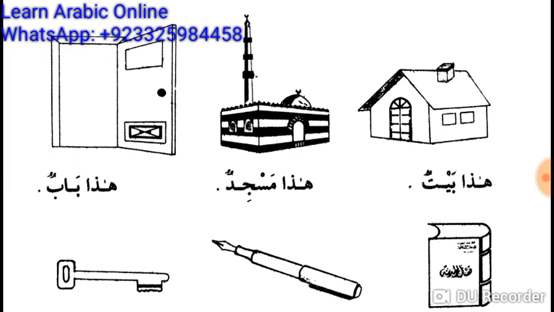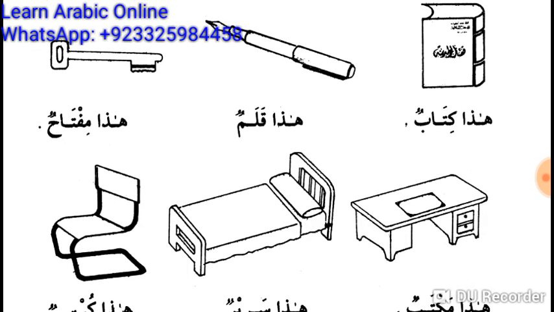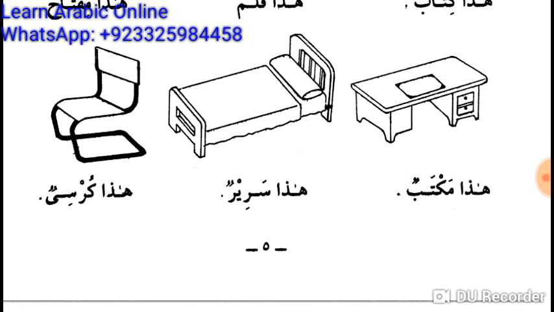Haza Babun is door. Okay, good. Haza kitabun is book. Good. Haza kalamun is pen. Okay. Haza miftahun is key. This is a key. Good. Haza maktabun, this is a desk. Okay. Haza sarirun, this is a bed. Good. Haza kursiyun. This is a chair. Good.